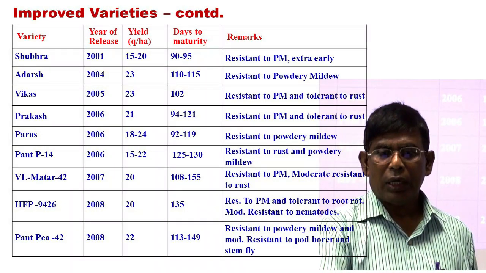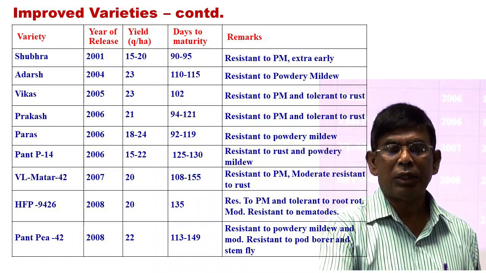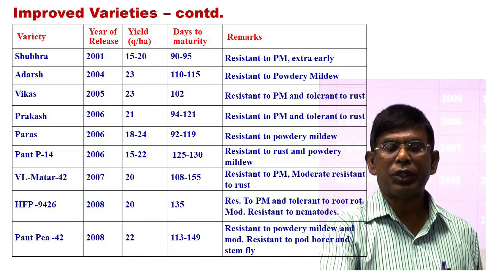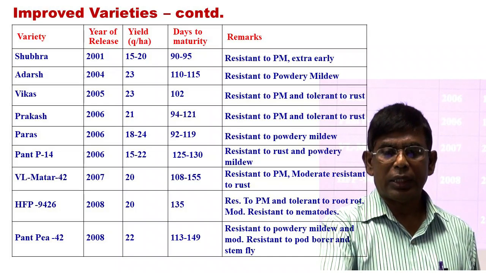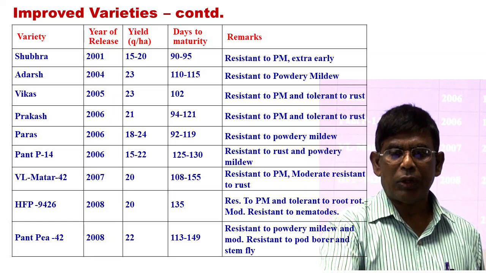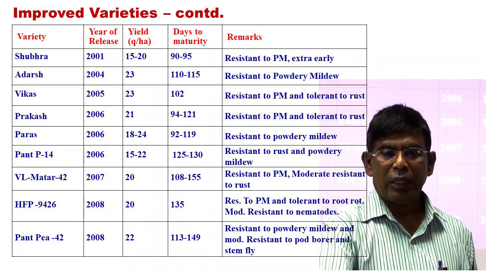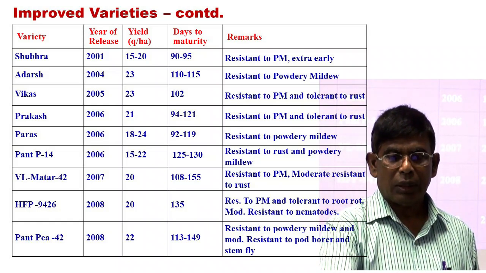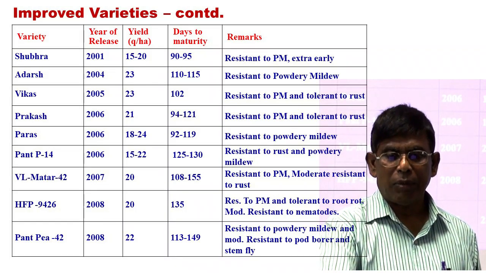Then Subhra, it is also resistant to powdery mildew, extra early with a duration of 90 to 95 days, along with a yield capacity of 15 to 20 quintal per hectare. Then others, it is resistant to powdery mildew. Then Vikas, it is also resistant to powdery mildew and tolerant to rust. Then Procas, it is resistant to powdery mildew as well as tolerant to rust. Then Paras, then Pont P14, it is resistant to rust and powdery mildew.